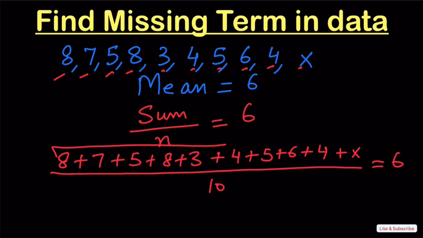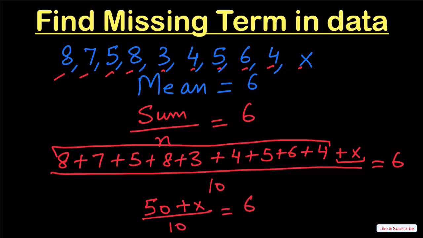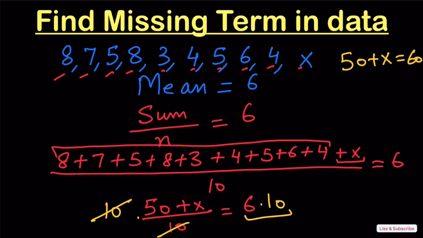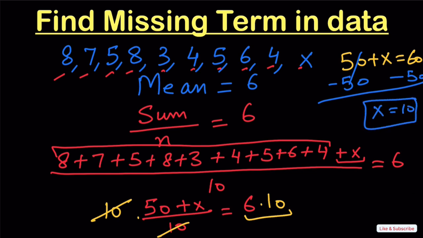Once we add all these numbers up, we get 50, and along with that we have this plus x, and in the denominator I still have 10, that is equal to 6. If I want to find the value of x, I need to get rid of this 10 in the denominator. The opposite of divide is multiply. So I multiplied by 10 on both sides, it got cancelled. I'm left with 50 plus x, which is equal to 6 times 10. That gives me 60. Now if I want to find x, that 50 is in addition, so I'll subtract 50 on both sides, and the value of x came out as 10. So this is how you find the missing term in the data when the mean is given.